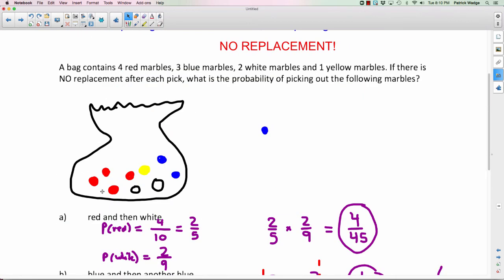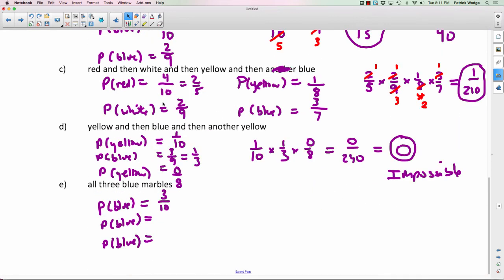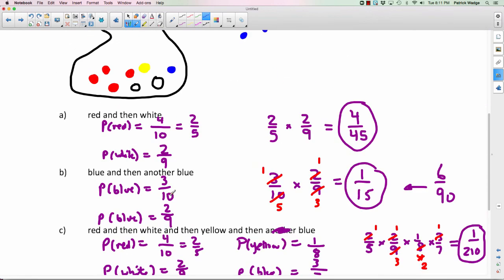So next, we want to get the second blue. How many marbles are in the bag? 2, 4, 6, 8, 9. And how many of them are favorable? How many of them are blue? 2. So we have 2 over 9 for our second one. We've got to get rid of another one of these blues, so I'm going to erase and redraw it out here. So I only have one blue left. Okay, so we want to get the probability of getting that third blue.